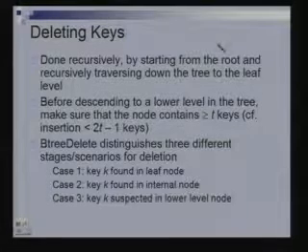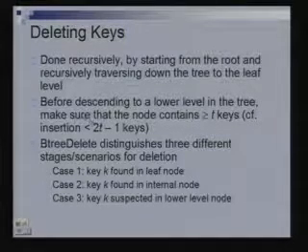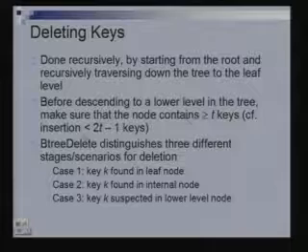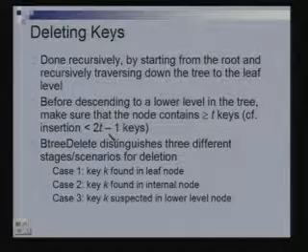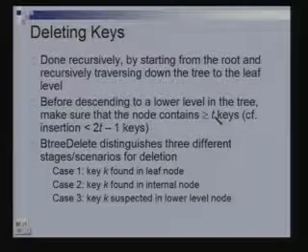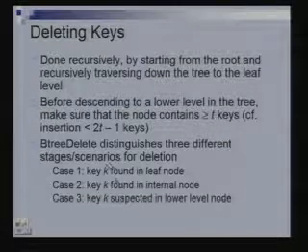So, that is what is being said here. Before descending to a lower level in the tree, make sure that the node contains at least T keys. In the case of insertion, we required that it contain strictly less than 2T minus 1 keys. Now, we are saying that it contains strictly more than T minus 1 keys.